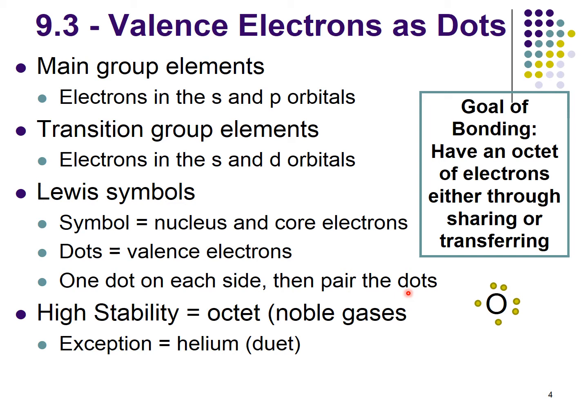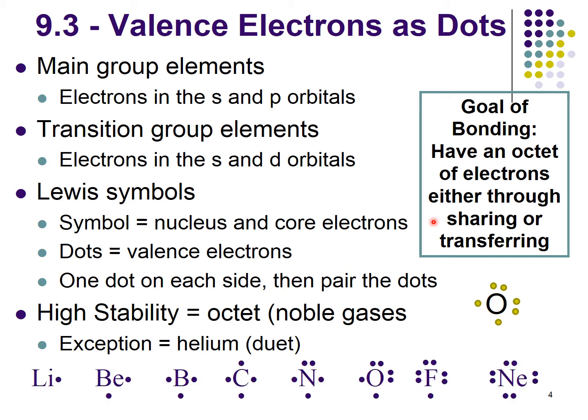Now I said that the most it can hold is 8, which we refer to as an octet. Noble gases have an octet. The exception is helium. It only has 2, so we say it has a duet. The goal of bonding, whether it's ionic or covalent, is to have an octet of electrons. So this is done either by sharing or by transferring.